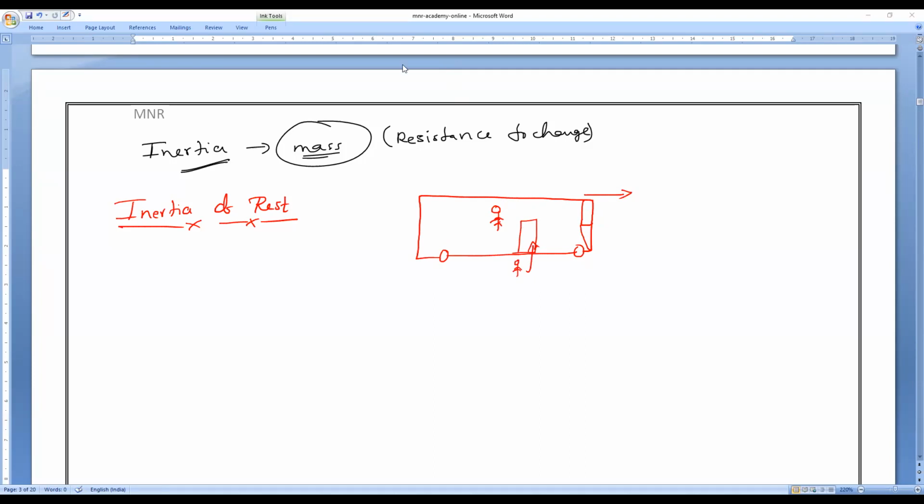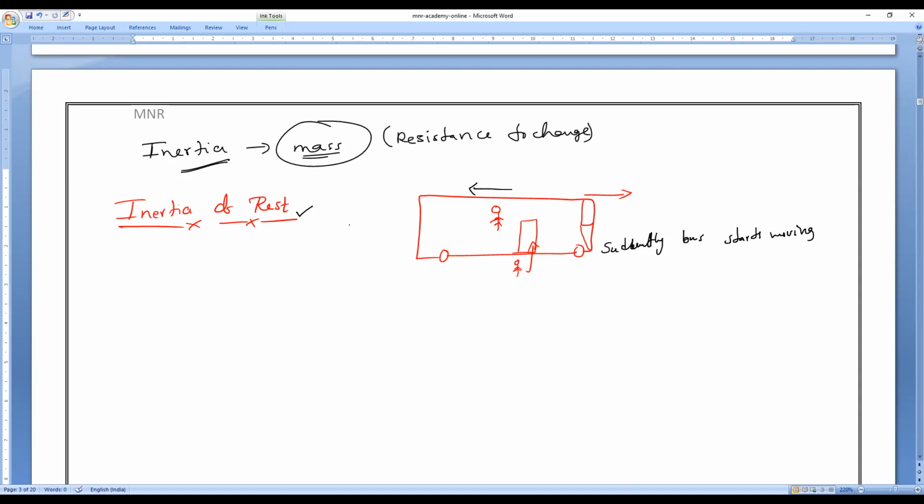So immediately what will happen to you? What do you all experience? Will you fall forward or backward? If there is a sudden jerk and the bus suddenly starts moving forward, then your body will fall in the backward direction. This is an example of inertia of rest.